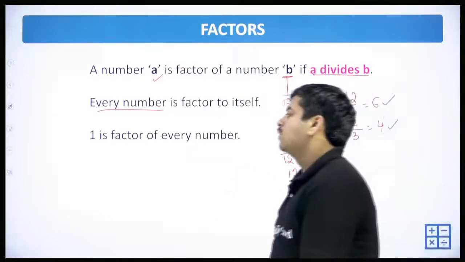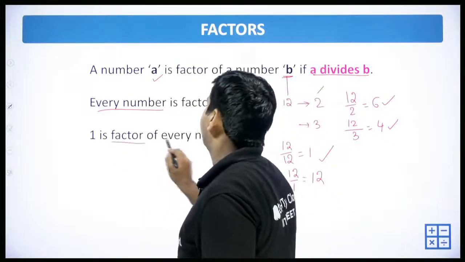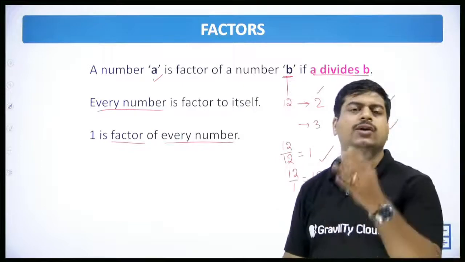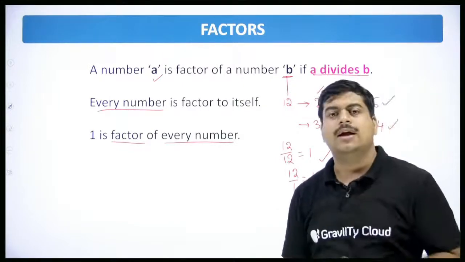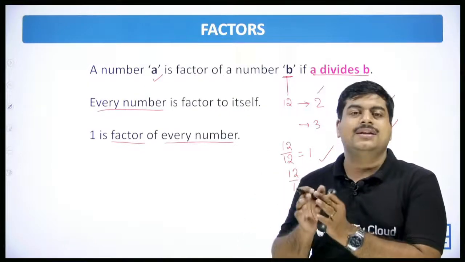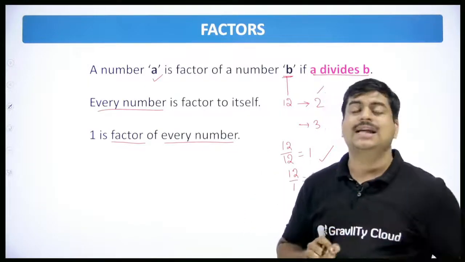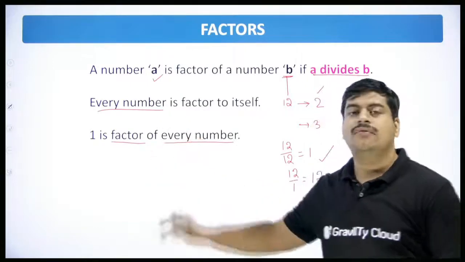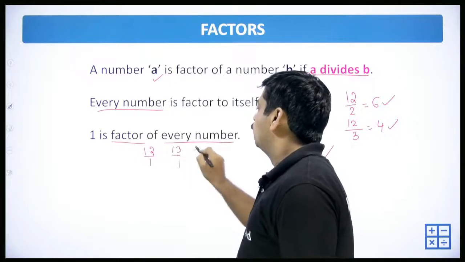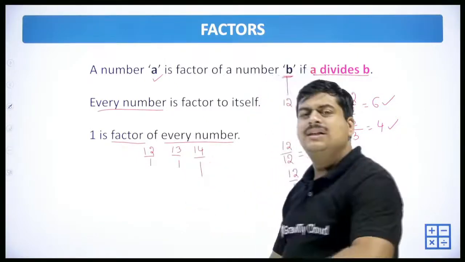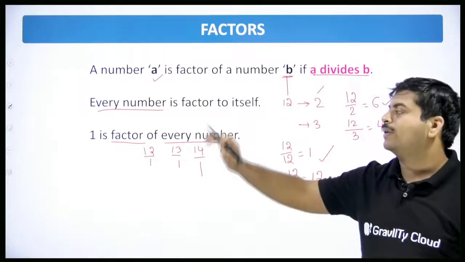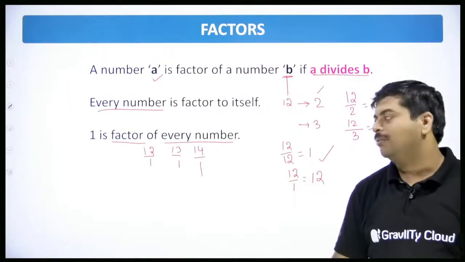The next point is that 1 is a factor of every number. I can divide 12 by 1, 13 by 1, 14 by 1, 100 by 1. I get the same number, but still I can divide, and the remainder is 0 whatever the number is. So we can say that 1 is a factor of every number.